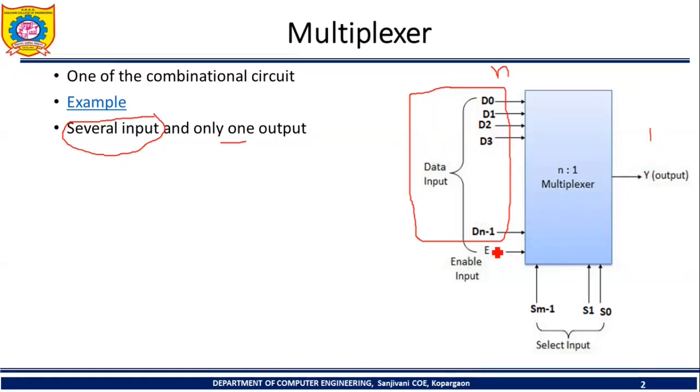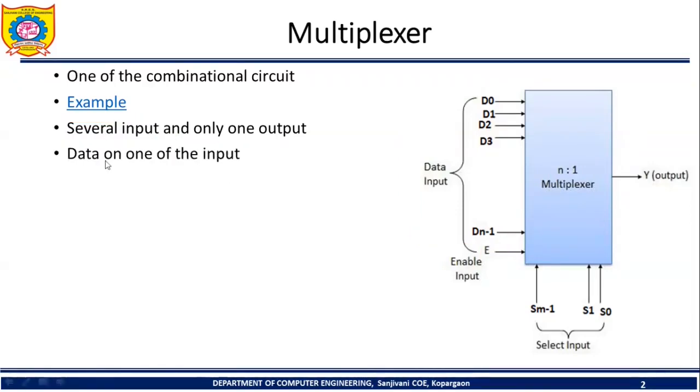Then in this diagram you can see one more input that is labeled as E. E stands for enable input. This name itself indicates what will be the use of this input. Whenever this particular input is active, then this multiplexer will be enabled. If you want to disable this multiplexer, then this enable input should be inactive.